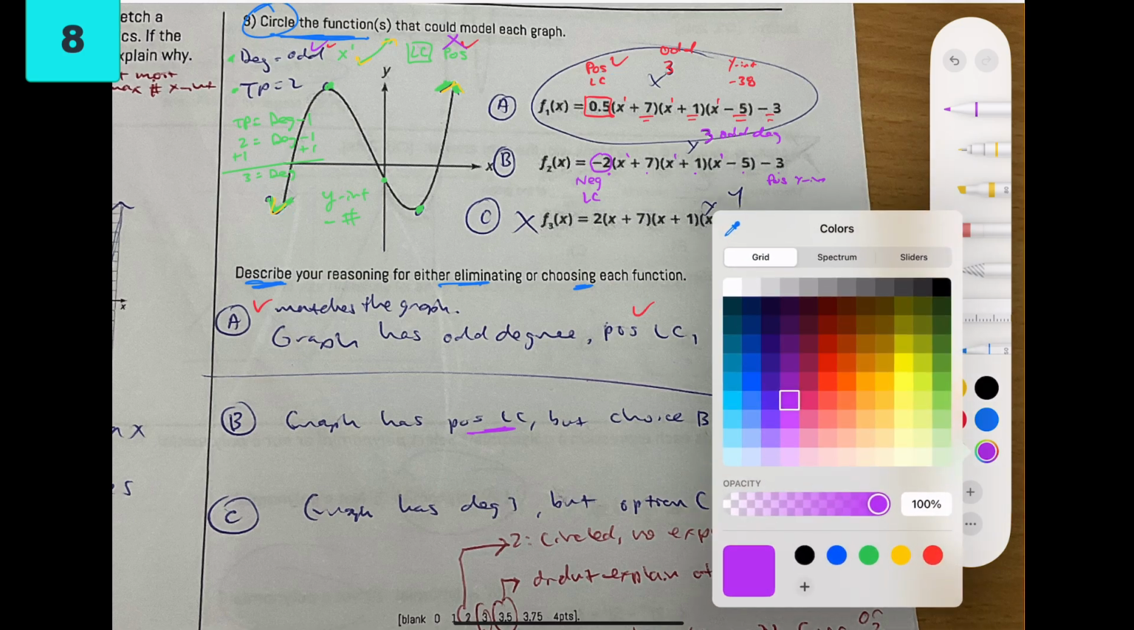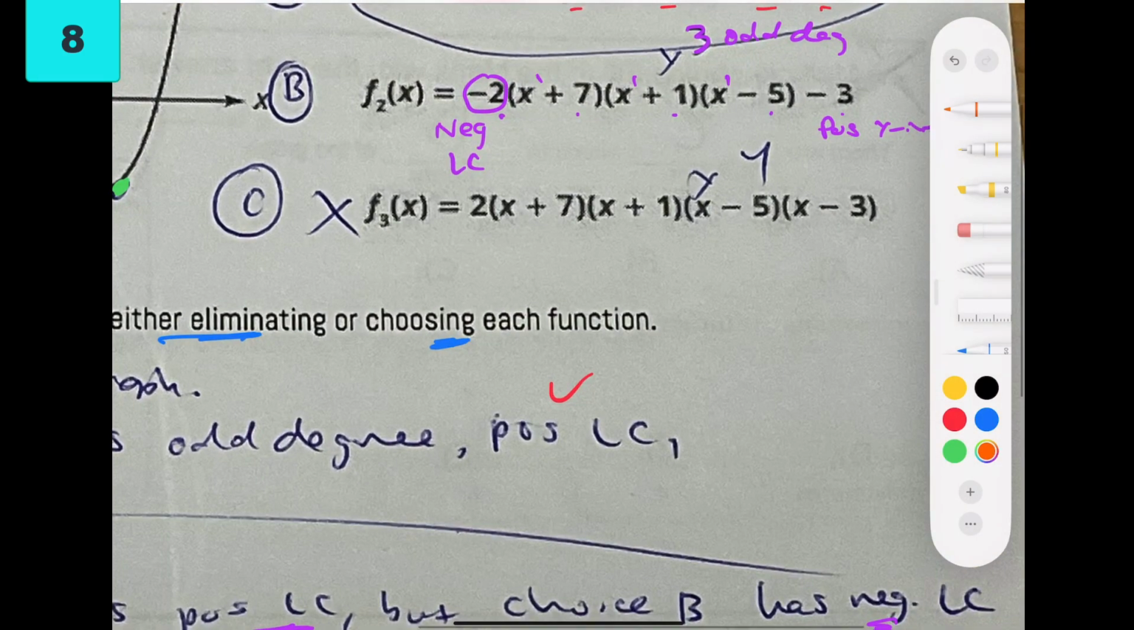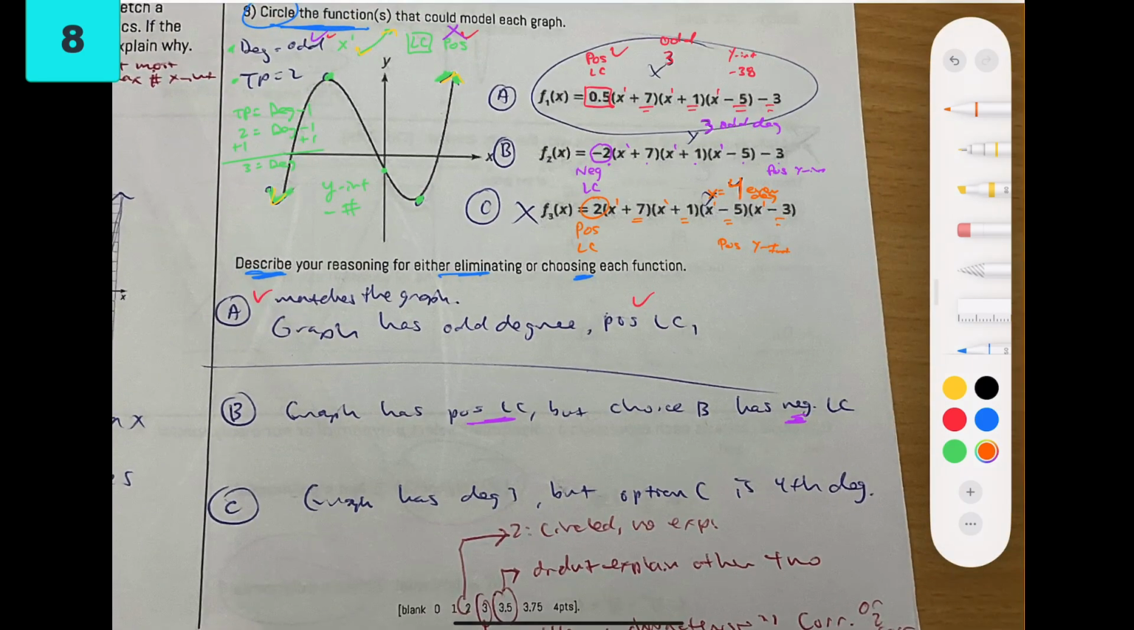And the last one. So this is a positive leading coefficient. We have X, X, X, X. So I have here X to the fourth. This would be an even degree polynomial. 7 times 1 is 7, negative 35, and I would have a positive y-intercept. And so that's what I wrote for C. Graph has a degree 3, but our option is a 4th degree polynomial.